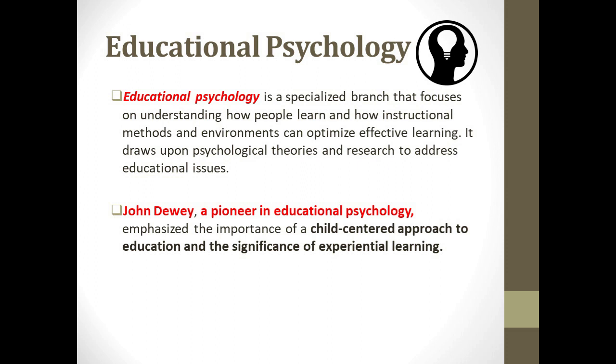As a summary, we learned what exactly psychology and educational psychology mean. Psychology is the scientific study of behavior and mental processes, exploring areas like thoughts, emotions, motivations, and behaviors. Educational psychology, on the other hand, is a specialized branch within psychology that focuses on understanding how people learn and how to create optimal learning environments and methods.